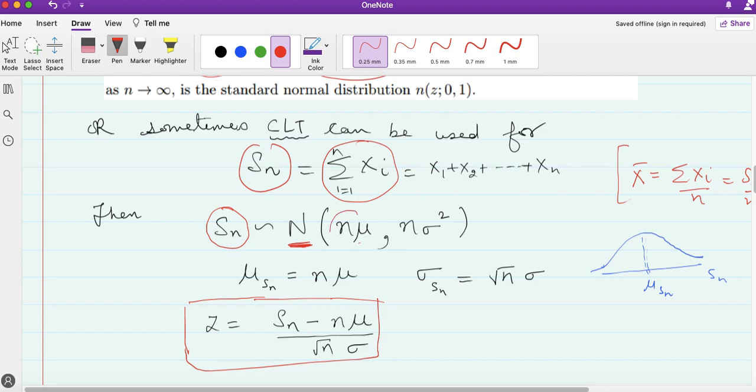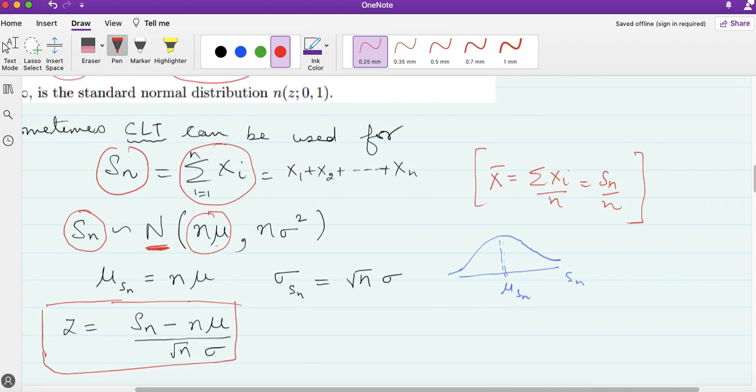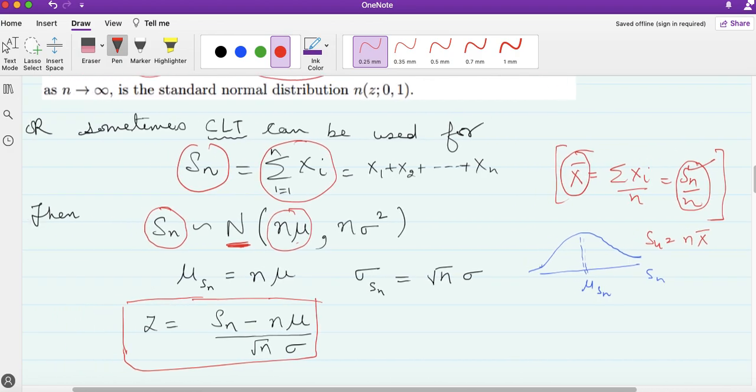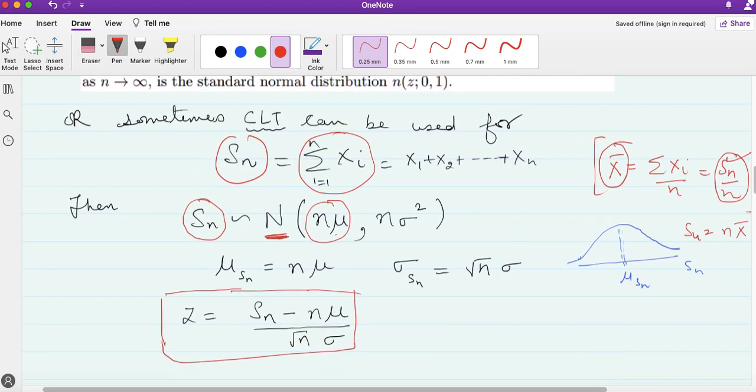Now the mean for the sum will be n into mu. Why? Because we can see it from here. X bar is equal to S upon n. So if I want to find the formula for Sn, it is equal to n into x bar. So from here we can gather that the mean for Sn is n into mu and the variance is n into sigma square, and from there we can get the standard error, or standard deviation. It is root n times sigma.